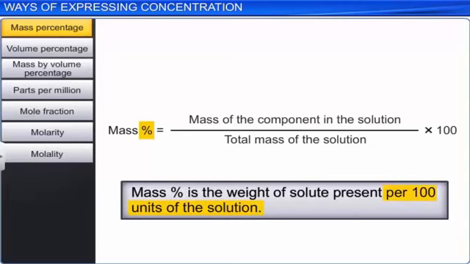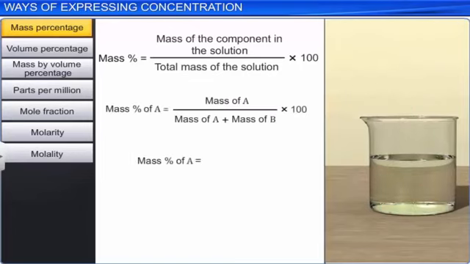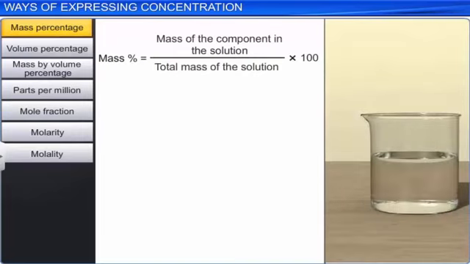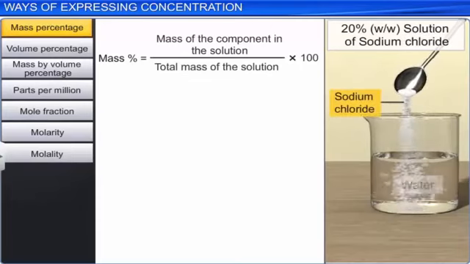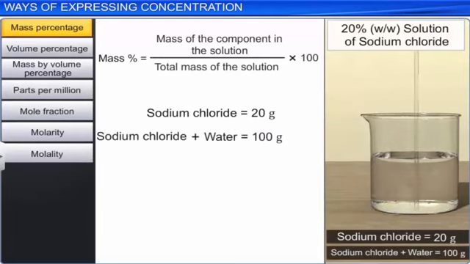If X grams of component A is dissolved in Y grams of component B, then the mass percentage of A is given by X, which is the mass of A, divided by X plus Y, which is the total mass of the solution, multiplied by 100. For example, a 20% weight by weight solution of sodium chloride in water means that 20 grams of sodium chloride is present in 100 grams of the solution. Note here that 80 grams of water and 20 grams of sodium chloride make 100 grams of the solution.